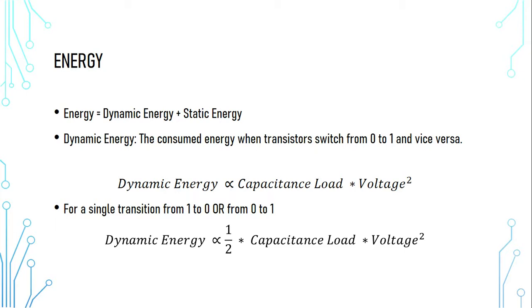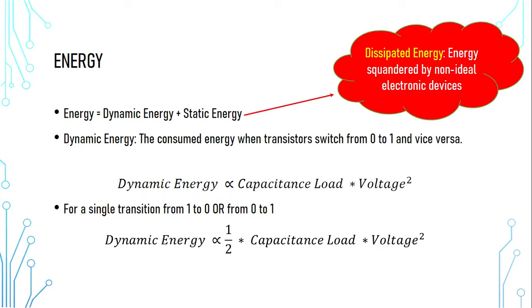Consumed energy in logical digital circuits consists of dynamic and static energy. Static energy, sometimes called dissipated energy, is the energy wasted due to the leakage of electronic devices. Because these devices are non-ideal, they don't behave exactly like we have modeled them in the equations. And dynamic energy is considered the primary source of energy consumption.